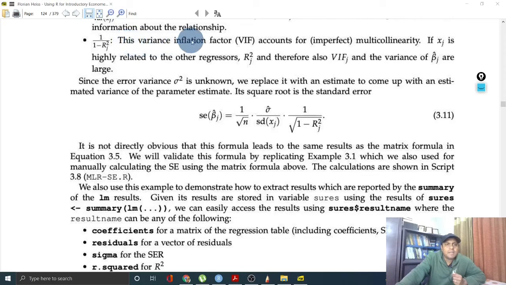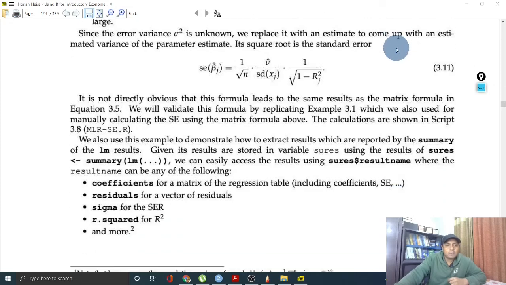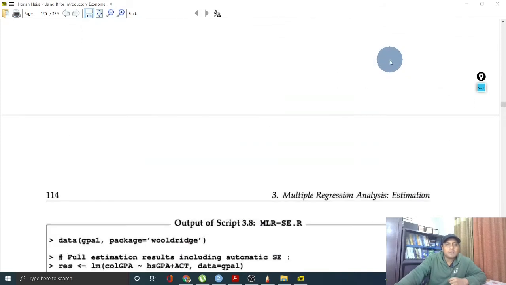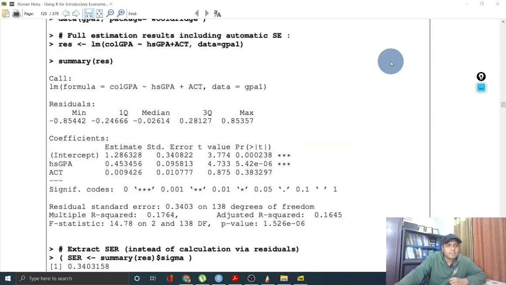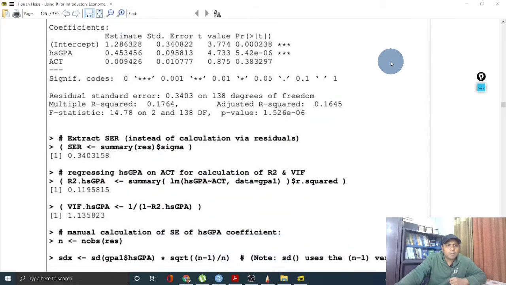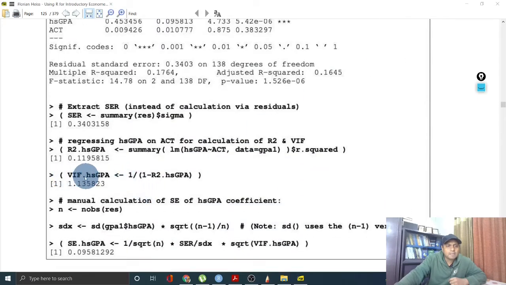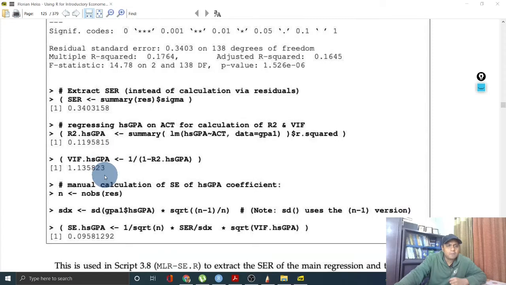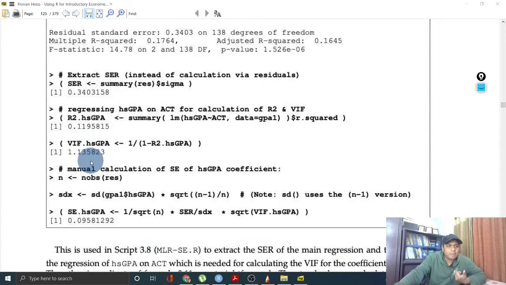make this variance inflation factor account for imperfect multicollinearity problem, which means the two regressors or the two explanatory variables are correlated, and we can find out by using the variance inflation factor, and it is very easy to give the command. This is the VIF command in the R programming, and this is how you can find out the value.